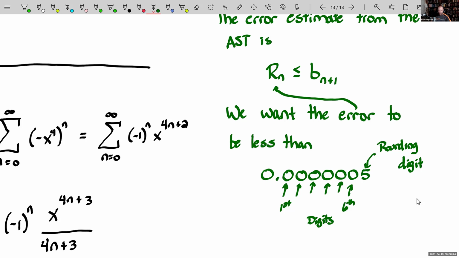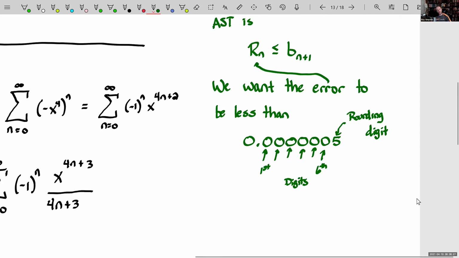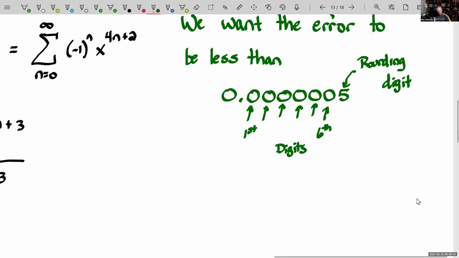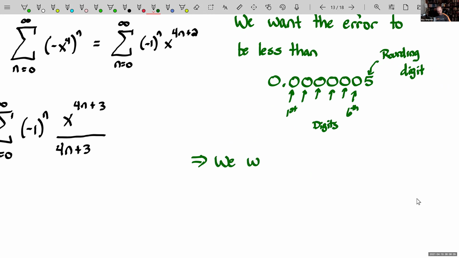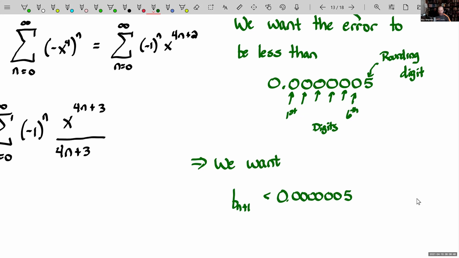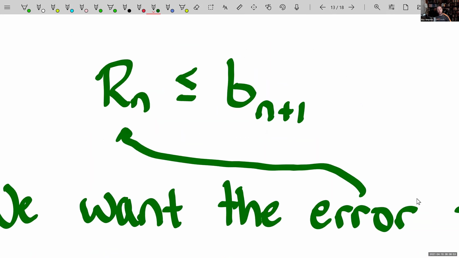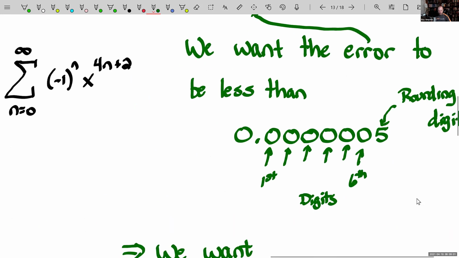So this is why I said we want it to be less than 0.0000005. So we want b sub n plus 1 to be less than 0.000000 and then a 5. Because remember, our error is bounded above by b sub n plus 1. That's the maximum our error is going to be. And we need our error to be less than 0.0000005.